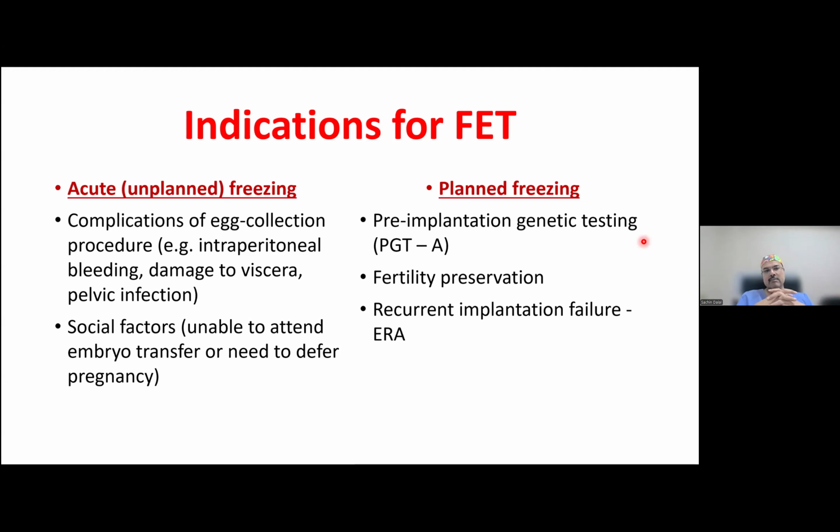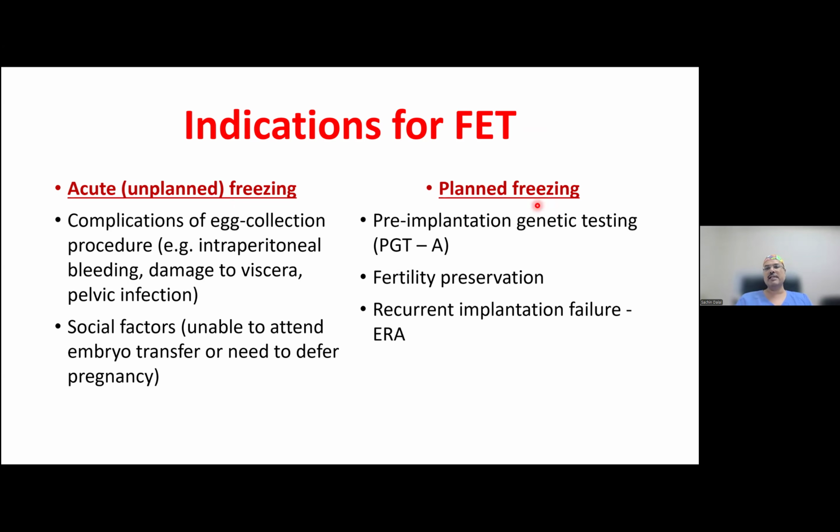Indications for FET, again, acute, unplanned. You have had complications during the egg collection procedure. There is intraperitoneal bleeding. Or one of my friends had damage to the urethra, or you've damaged the bowel, or there is pelvic infection. You don't want to put the embryos back inside in that cycle. Or social factors. The patient is unable to do an embryo transfer now, or she does not want to have a pregnancy now. That is the case when you can do a frozen embryo transfer.